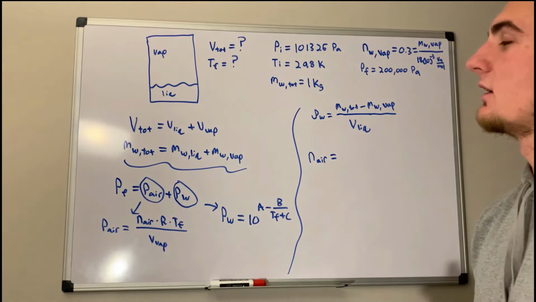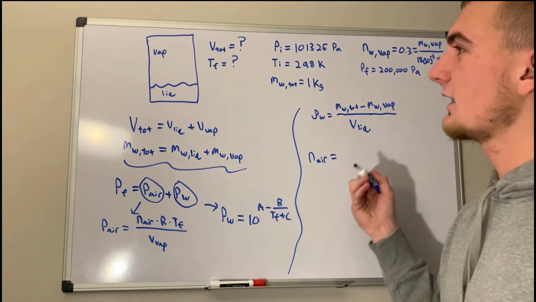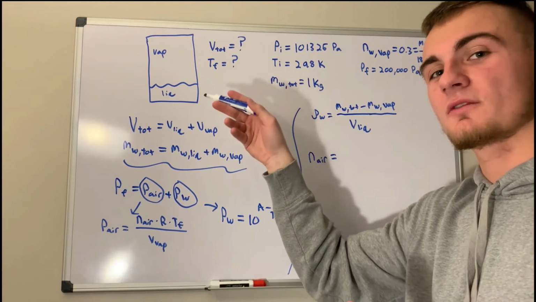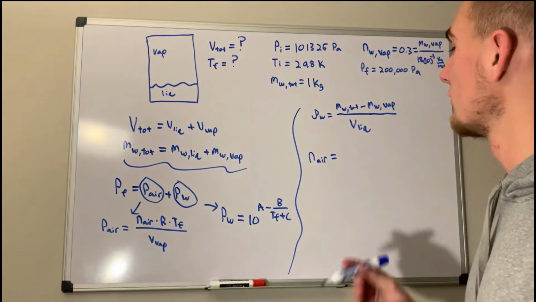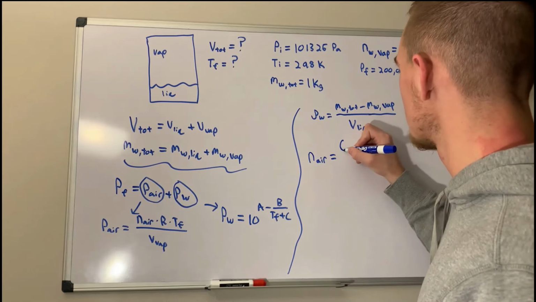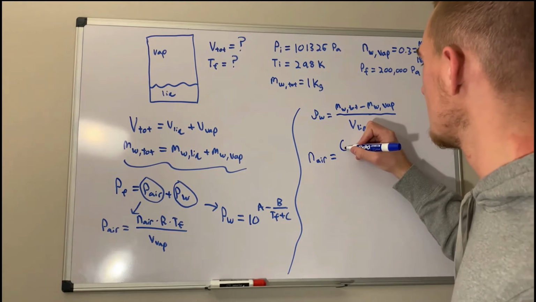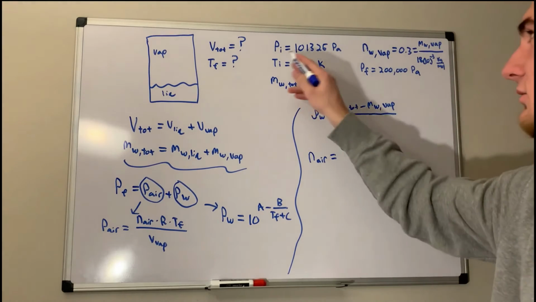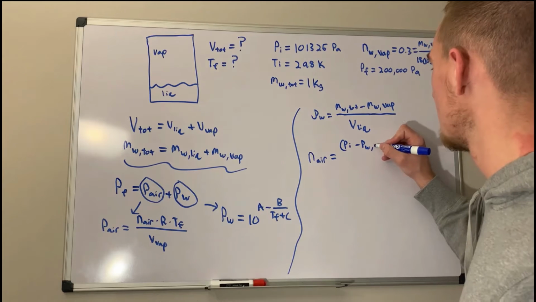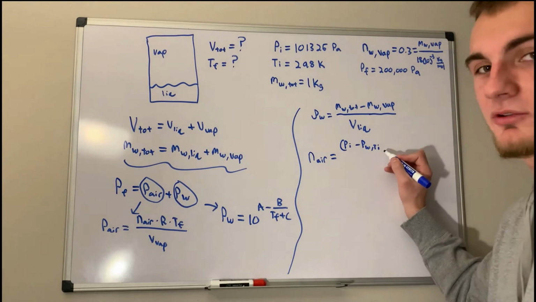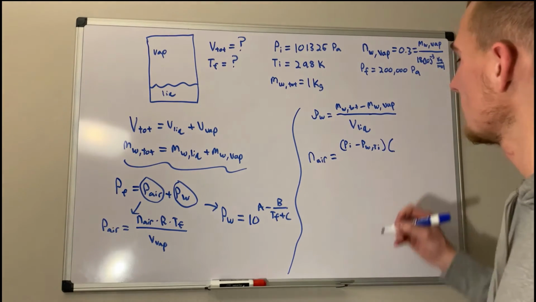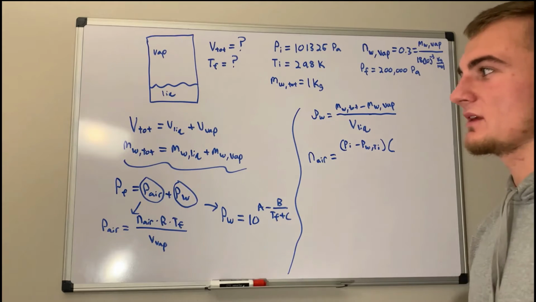Now at the beginning here, the partial pressure of air will equal the total pressure minus the partial pressure of the water vapor that's in the container. So we can actually utilize that here with the ideal gas law. So we'll have the partial pressure of air will equal the total pressure at the beginning, so P_i, minus the partial pressure of water at the beginning. And again, this will be at the initial temperature, so the partial pressure of water at the initial temperature. Okay? And this will be multiplied by the volume of the vapor phase.